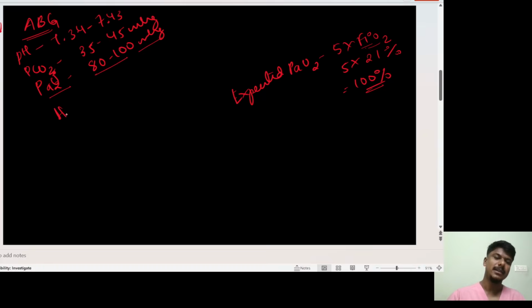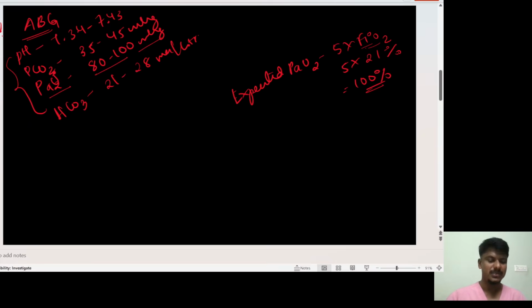And then bicarb levels. Normal will be 20 to 28 milliequivalents per liter. So these are the normal values you're going to watch in ABG. This is a basic investigation, and you should know these basic parameters thoroughly.